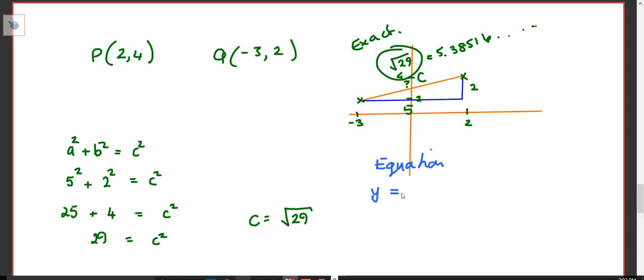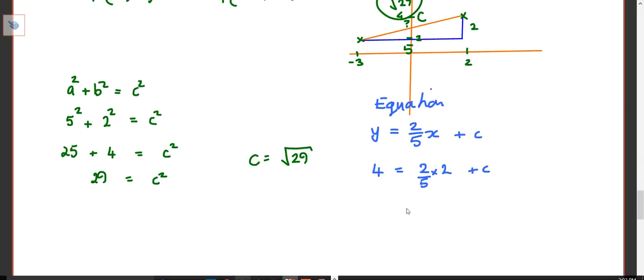Y equals, what's the gradient? 2 over 5. Great, it's already there. Y equals 2 over 5x plus something. What coordinate could I use? 2 and 4, okay, so I would write 4 equals 2 over 5 times 2 plus something. This is a nice practice one. So 4 equals 4 over 5 plus something. C equals 16 over 5, right?